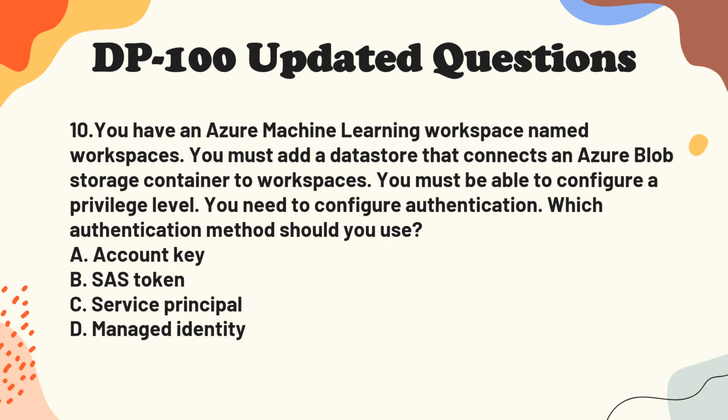10. You have an Azure Machine Learning workspace named Workspace1. You must add a datastore that connects an Azure Blob storage container to Workspace1. You must be able to configure a privilege level. You need to configure authentication. Which authentication method should you use? A. Account key. B. SAS token. C. Service principal. D. Managed identity.